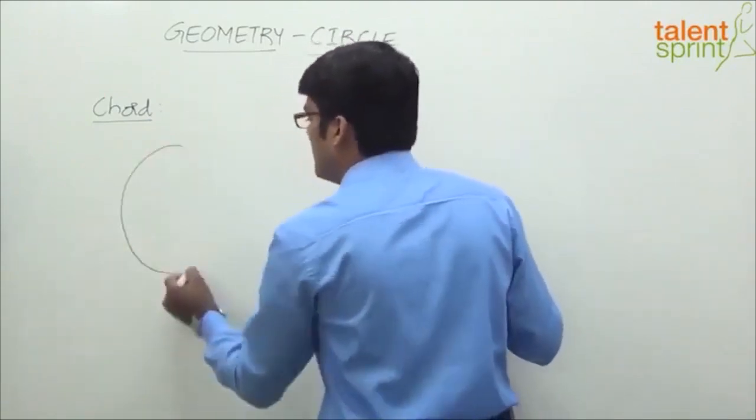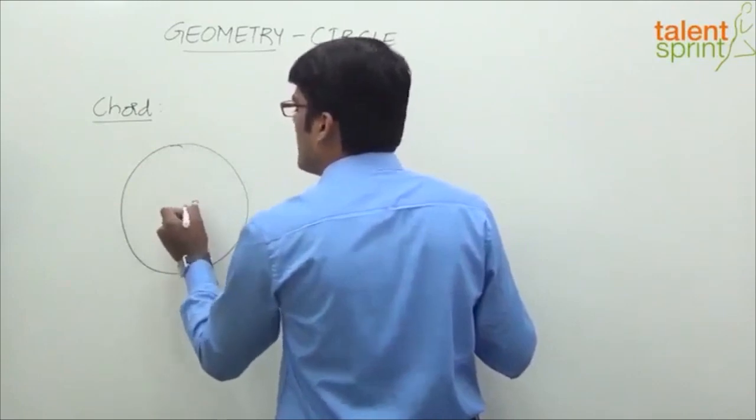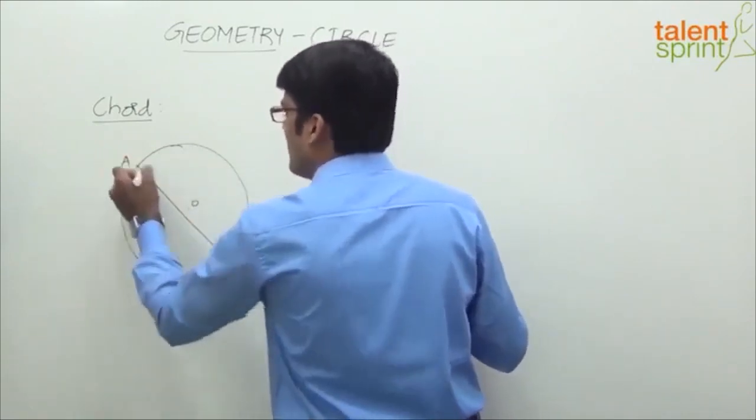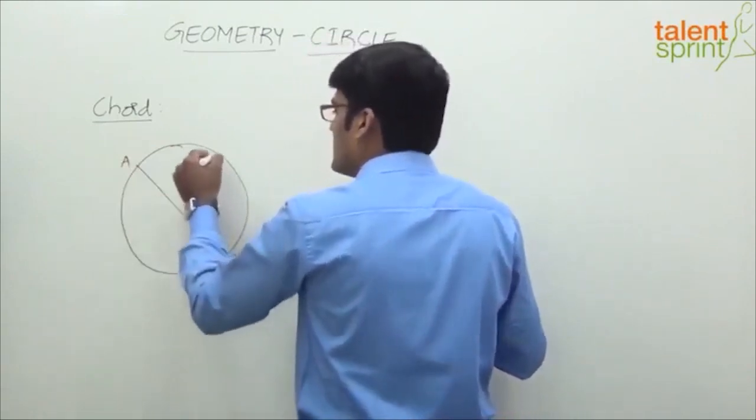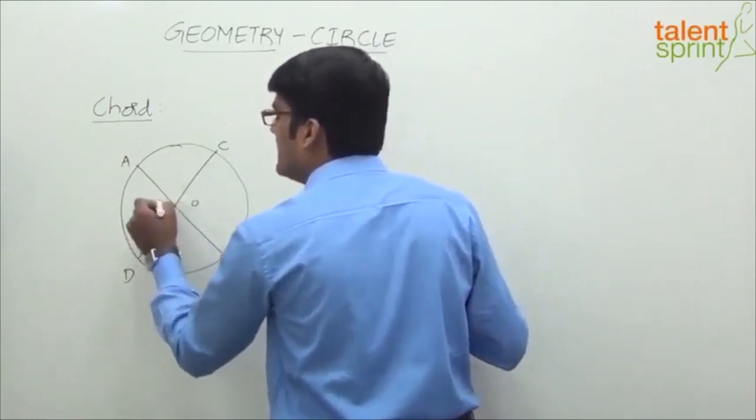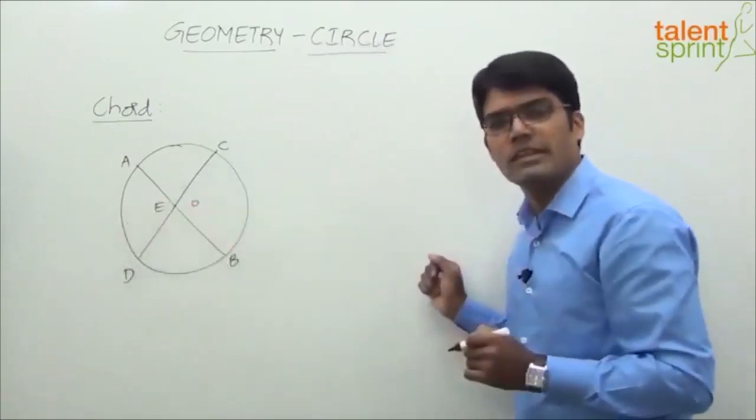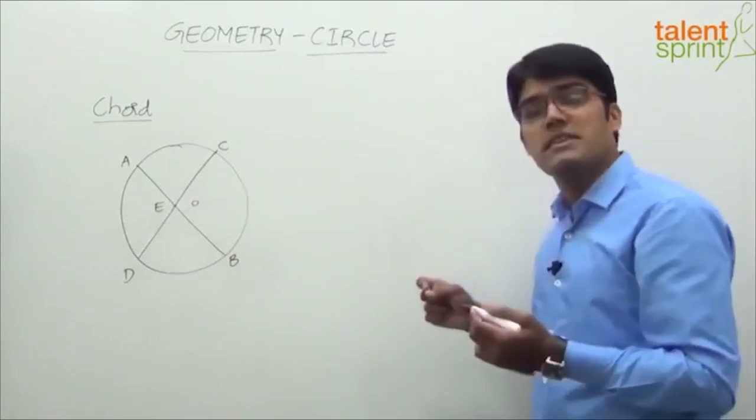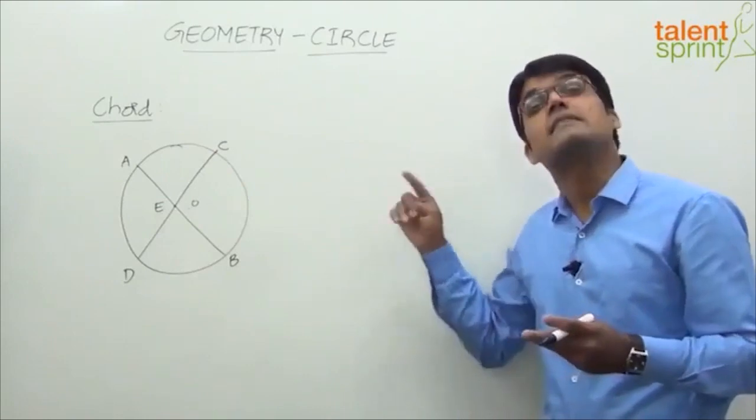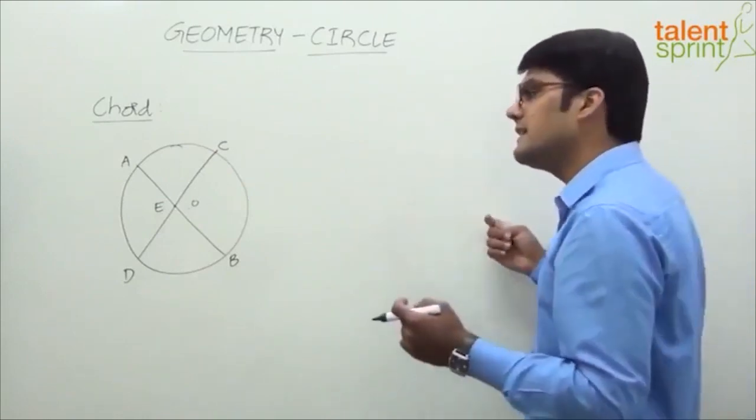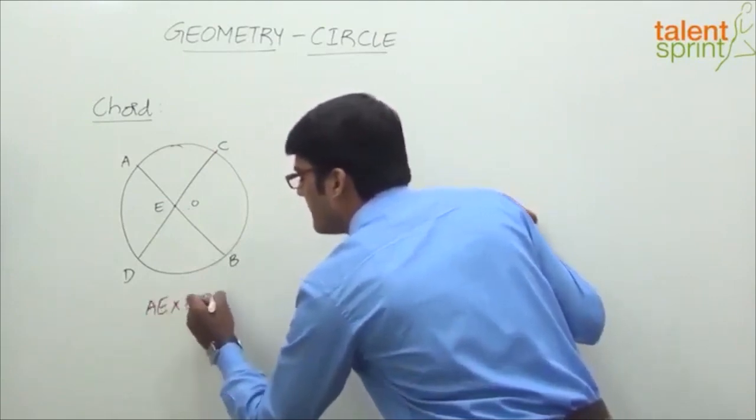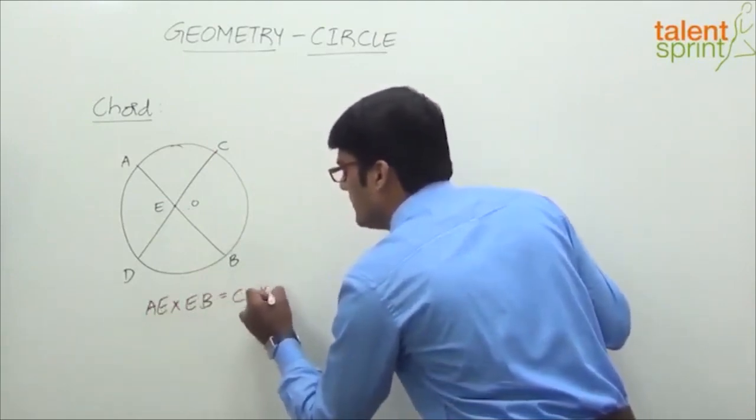Let's say there is a circle and here we have the center O. Now there are two chords. AB is one chord and CD is the other chord, and they intersect internally at a point E. Or there may be a case where the two chords are extended and they intersect at some external point E. Even in that case, we'll find that AE into EB will be equal to CE into ED.